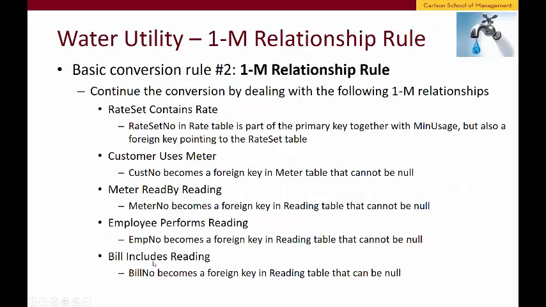And finally you have the bill includes reading, where the bill number becomes a foreign key in the reading table. That can be null, at least in this example.